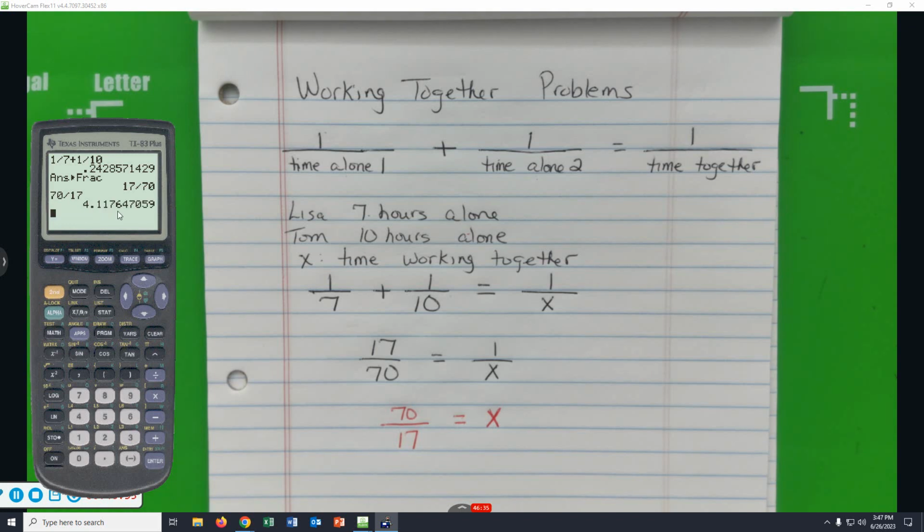Is that a sensible answer? Yes. Lisa can do it in 7 hours. Tom takes 10 hours. Working together, it should be less than 7 hours. That is a sensible answer.